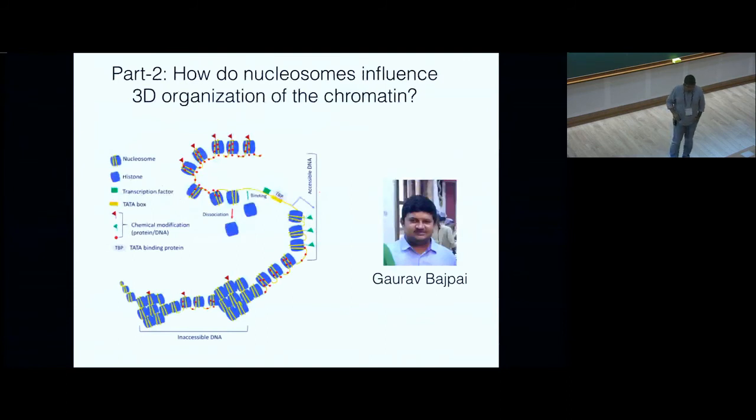So in the second part, we studied how nucleosomes influence the 3-dimensional organization of chromatin. So far we looked at the 1-dimensional organization of nucleosomes, and chromatin is actually a polymer in 3D. Therefore, it is a question to ask how nucleosomes influence the 3-dimensional organization of chromatin. This was done by a student, Gaurav.